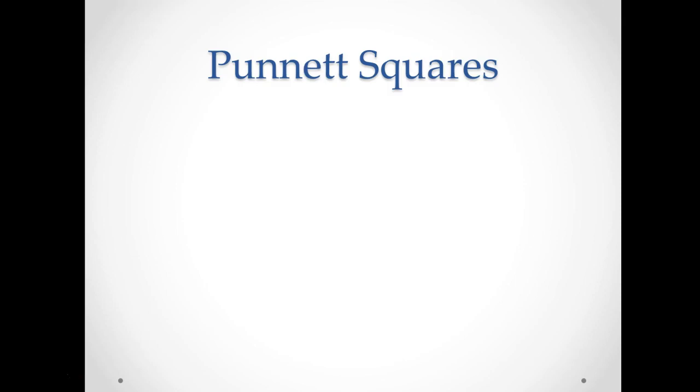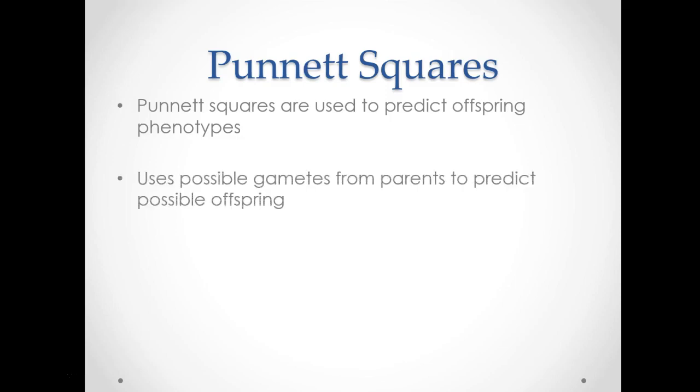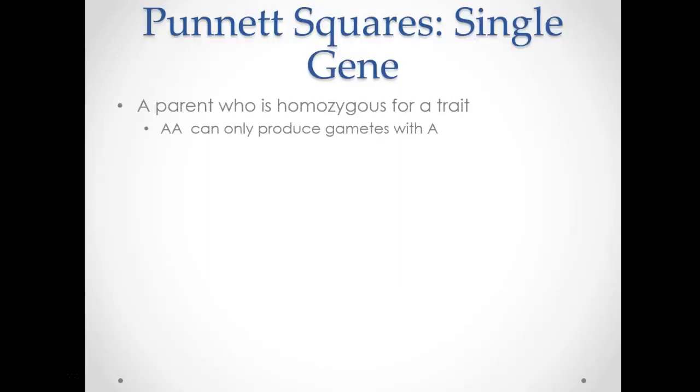We have a handy little tool to help us visualize how traits separate into gametes and what possible gametic combinations we can get. It's called a Punnett square. A Punnett square is a predictive tool. We can use this as a way to predict offspring phenotypes if we know the parent genotypes. So all we need to know is something about the parents. Are they homozygous or heterozygous for a trait, dominant or recessive for that trait? With that information, we can predict the likelihood of what their offspring is going to look like.